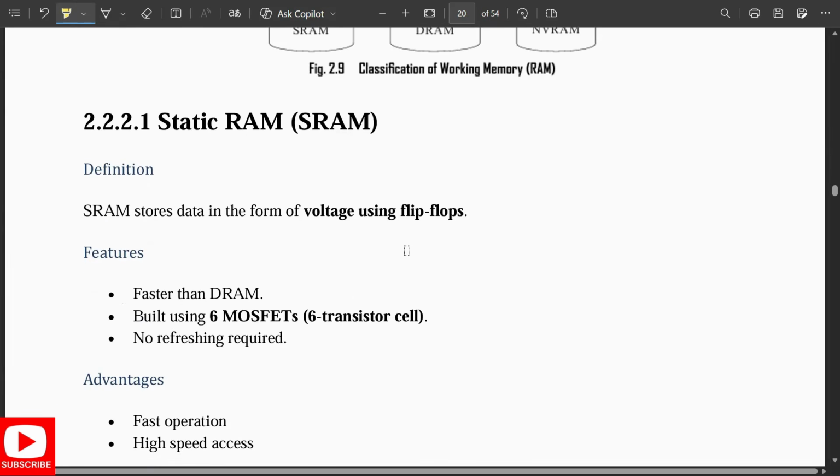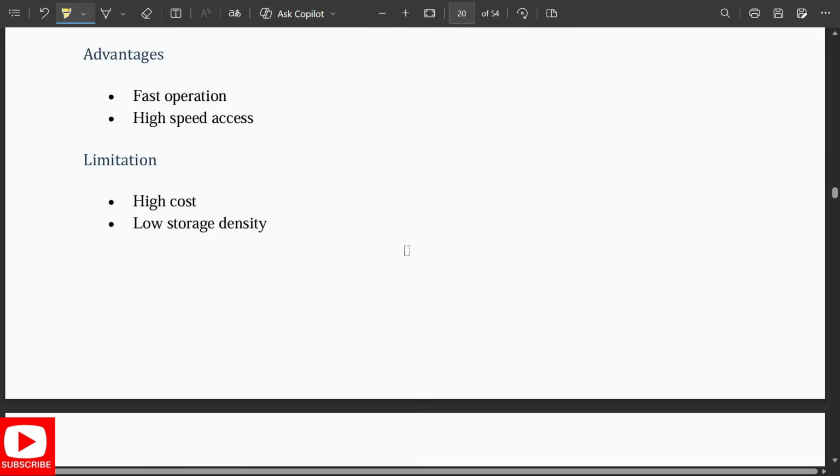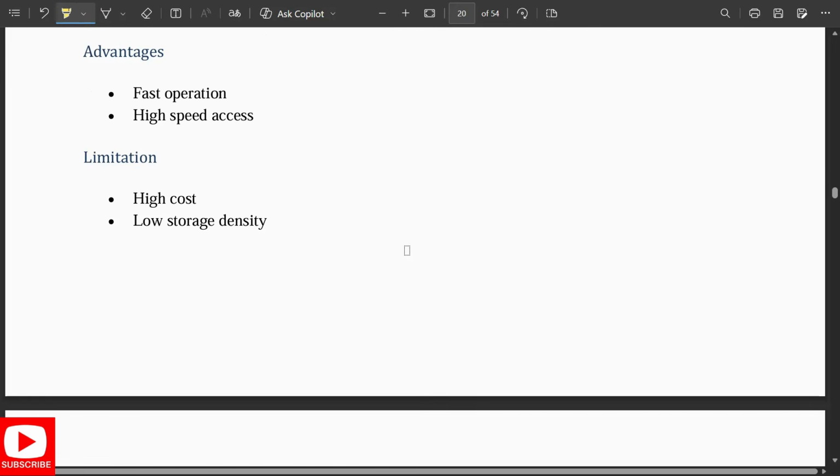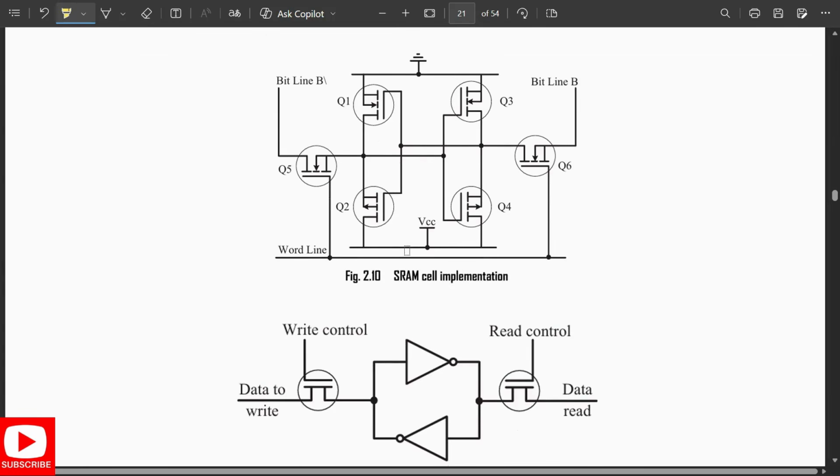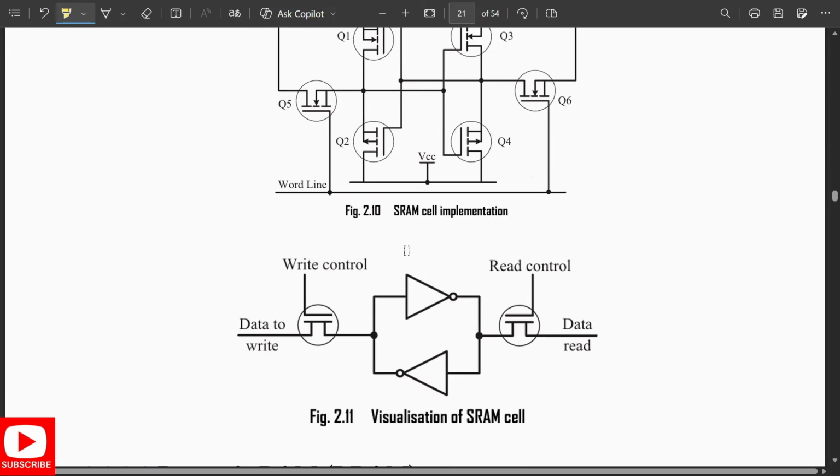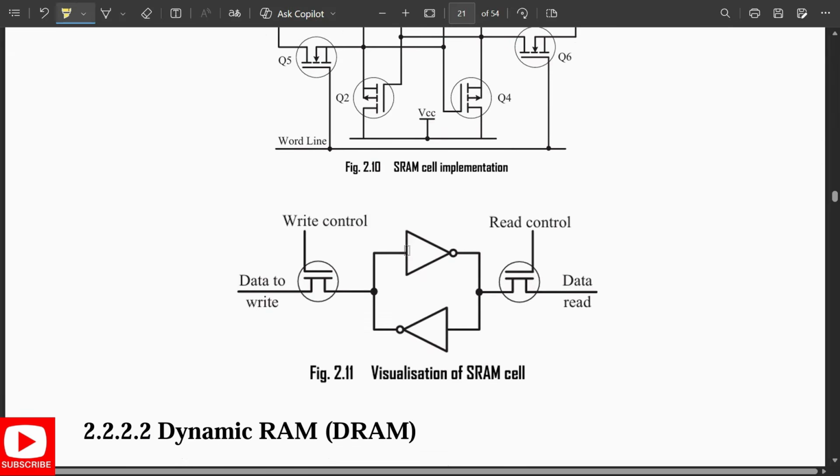Static RAM. This stores the data in volatile form using flip-flops. This is faster than the dynamic RAM because it is built using 6 MOSFETs, that is a 6 transistor set. No refreshing is required. Fast operation, high speed access, but it is costly and has low storage density. So this is an SRAM cell representation and the visualization of the SRAM cell.